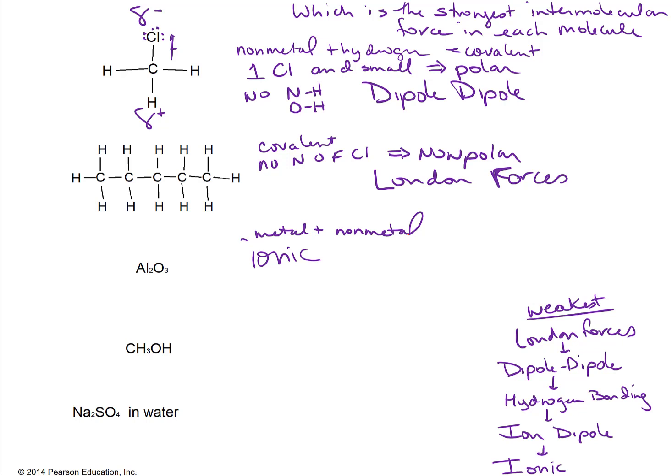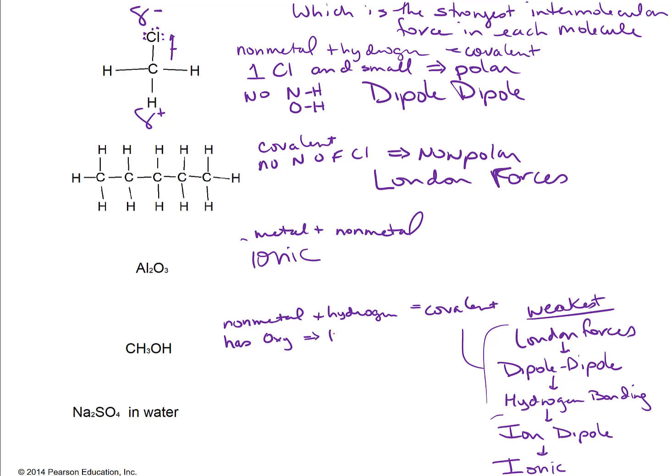CH3OH. Carbon, hydrogen, oxygen. Is that covalent or ionic? Covalent. Nonmetals and hydrogen. So this is covalent, so you know it's going to be one of those first three. So it has an oxygen. If you see a nitrogen, oxygen, fluorine, or chlorine, then you know that's going to be polar.